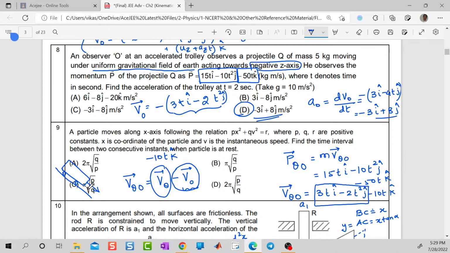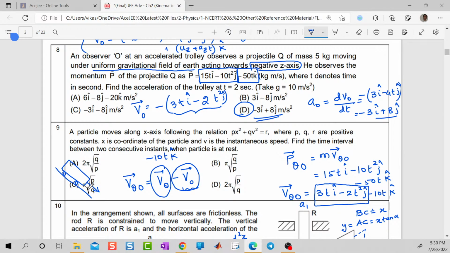Yes, Vita? Sir, how will we determine out of this minus 10t k cap how much is because of the gravity and how much is the rest? Sir, we can find out the force by dp by dt. And we know that the force due to gravity will be mg, and the rest of the force will be due to the pseudo force of the trolley in the k direction.